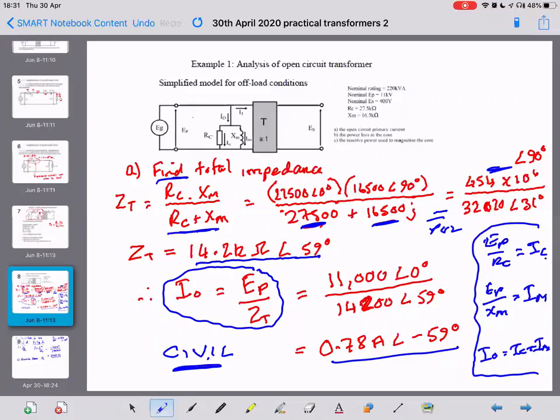Checking that with our favourite word, CIVIL, we've got an inductive circuit, and current should be lagging voltage, and it is, it's got a negative angle. You could have also tackled this question in a slightly different way by using Ohm's law, EP over RC, to find the resistive current, IC, and then EP over XM to find the inductive current, IM, and then taking those two complex currents, add them together to find IO, and you should get the same answer.